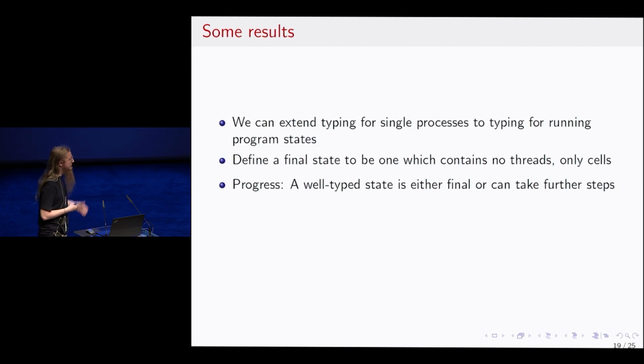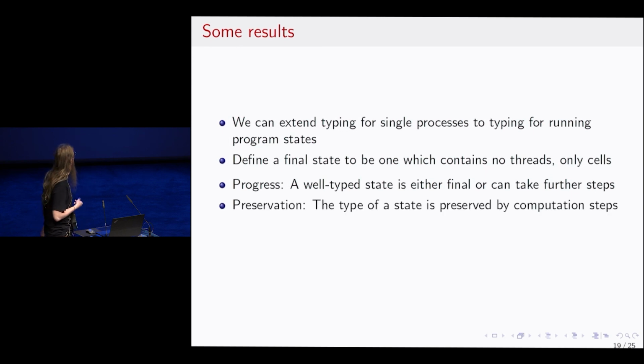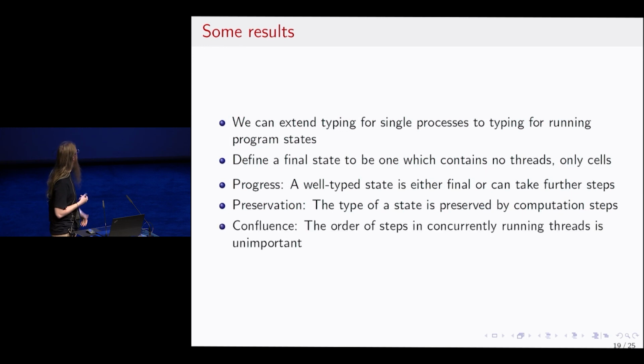So once we do this, we can prove some of the standard sorts of results for a programming language. We can show progress, that a well-typed state is either final, so everything has written to a cell already, or there's a further step it can take. We can show a preservation result, that the type of a state is preserved by computation steps. And we also have a confluence result, that the order of steps in concurrently running threads is unimportant to the end result.